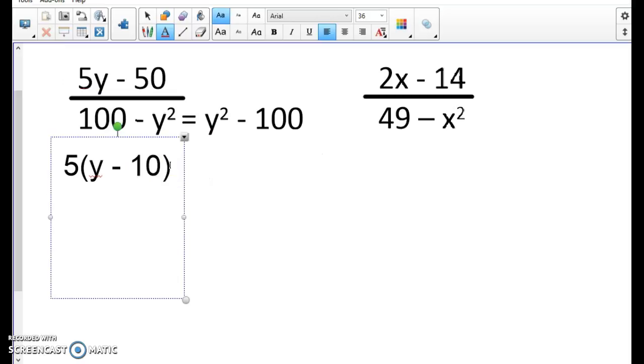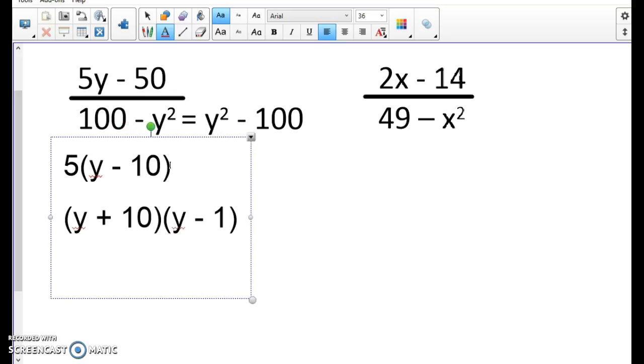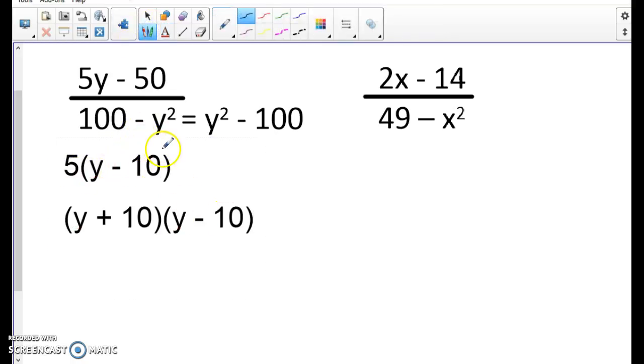So now if I'm factoring that, I end up with y plus 10 and y minus 10. And now you'll see that since I did that, we have a y minus 10 and a y minus 10 on the top and the bottom. So I can simplify that. And so my answer ends up being 5 over y plus 10. Okay, so it's all about making things easier when we are simplifying these complicated problems.